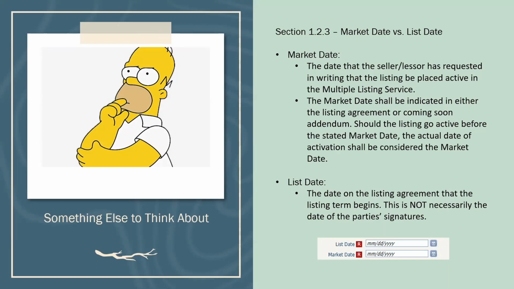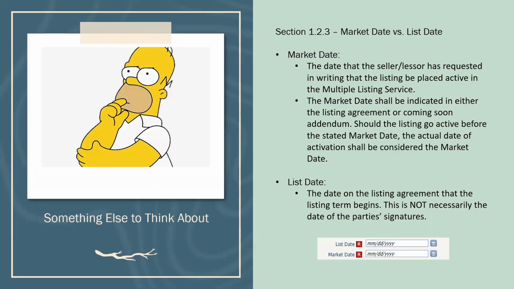Your market date is the date that your listing is set to go active, coming soon, or whatever status in the MLS market. Market date is the date that it goes to the market. List date is the date that your listing agreement takes effect. I repeat myself multiple times because these two items cause constant violations, and what we want is for you not to have to worry about those violations.